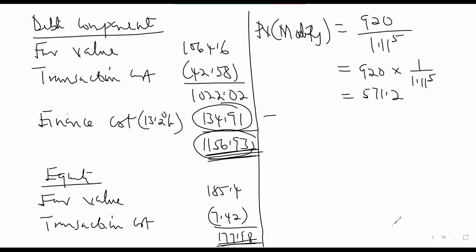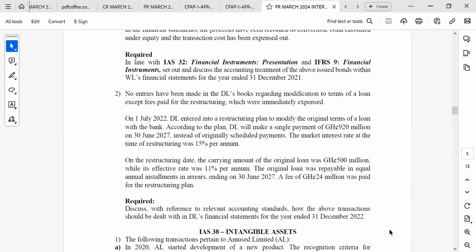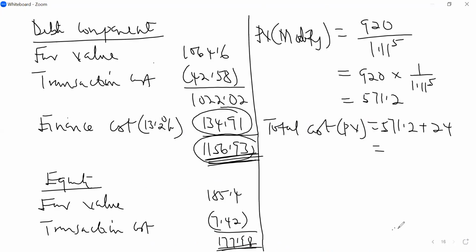Then we find a total by adding the fee that we paid. So the total amount that we are paying, the total present value, will be 571.2 plus the fee of 24. How much are we having? 595.2. The fee is 24. So that is the total amount that you should be paying under this particular one.